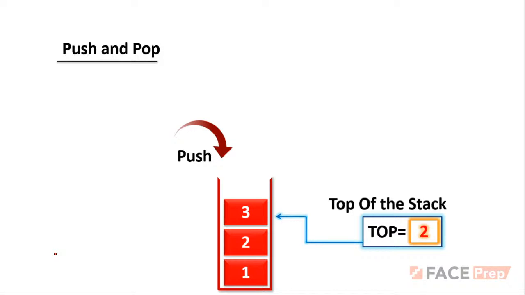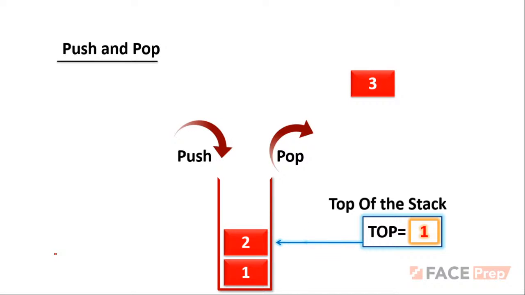Now let's move on to the next function called pop. Which element can I pop first? Always the topmost element can be popped from the stack. What is the topmost element? The topmost element is 3. So I can remove the element 3 from the stack. When I remove the topmost element, the value of top will be decremented by 1.